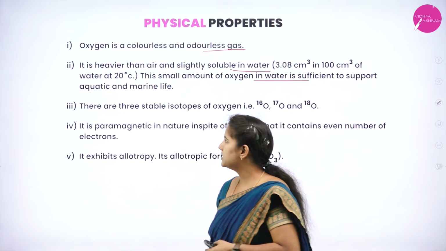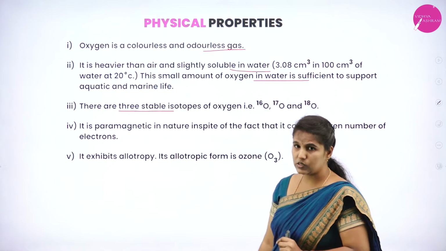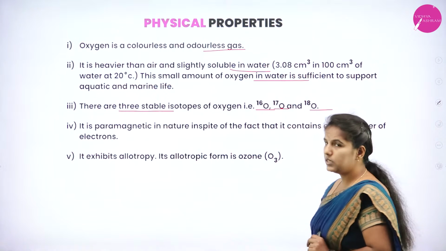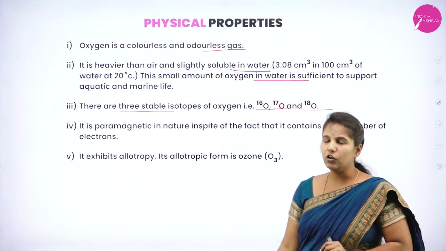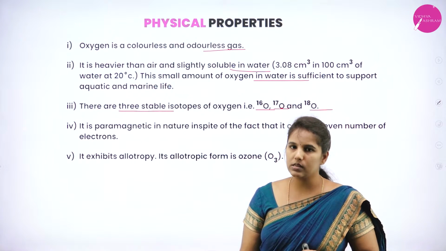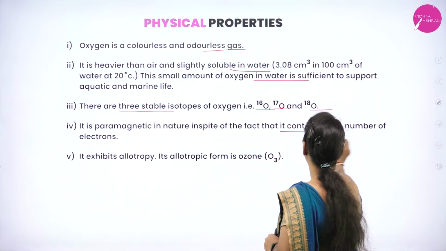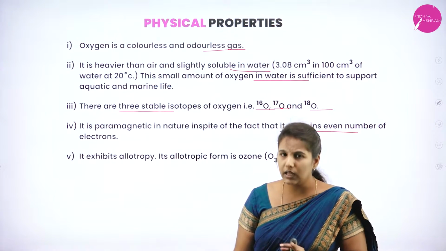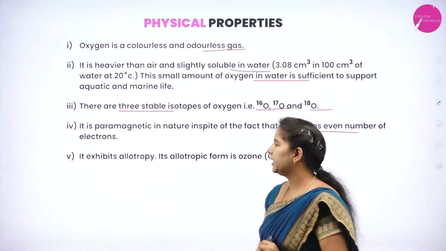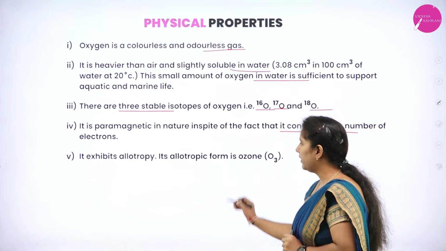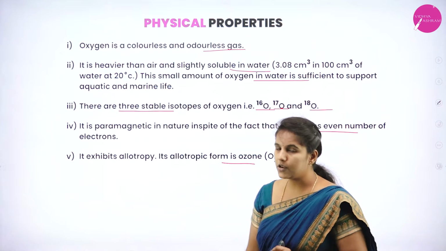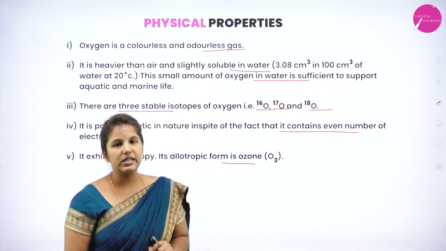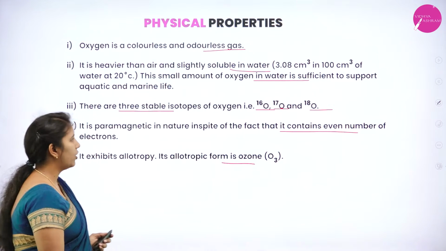Is it right? Yes. And it has 3 stable isotopes, that is oxygen 16, oxygen 17 and oxygen 18. We also know that dioxygen is paramagnetic because it contains unpaired electrons, hence it is paramagnetic in nature, and it exhibits allotropy. One of the allotropes of dioxygen is ozone, and it can be written as O3. So these are the physical properties of dioxygen.